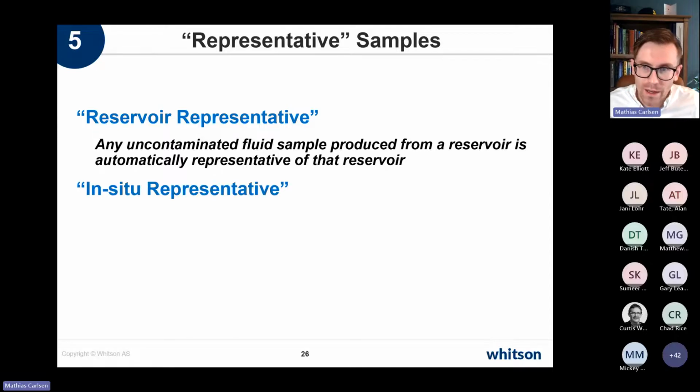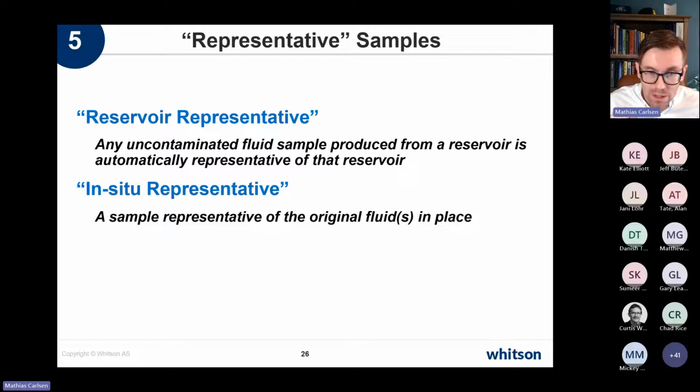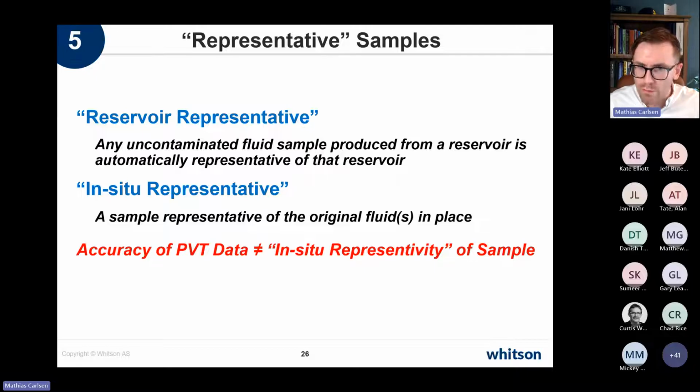The second thing is what we define as in situ representative fluid samples. And that is a sample that's representative of the original fluids in place. And here, a lot of people think that the accuracy of PVT data, when you bring it to the lab, is related to whether the sample is in situ representative or not. And that's not true. We'll talk much more about that later in the class today, that you can have an awesome PVT report that is recombined at the quote-unquote wrong GOR, and that you can use for a lot of very important engineering, and the data quality is great.